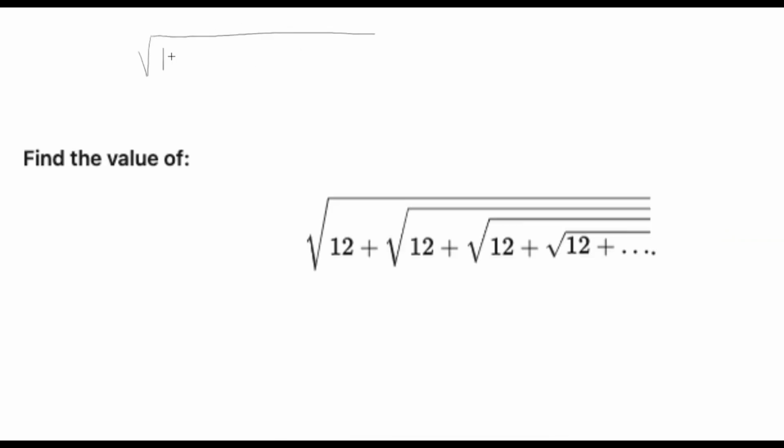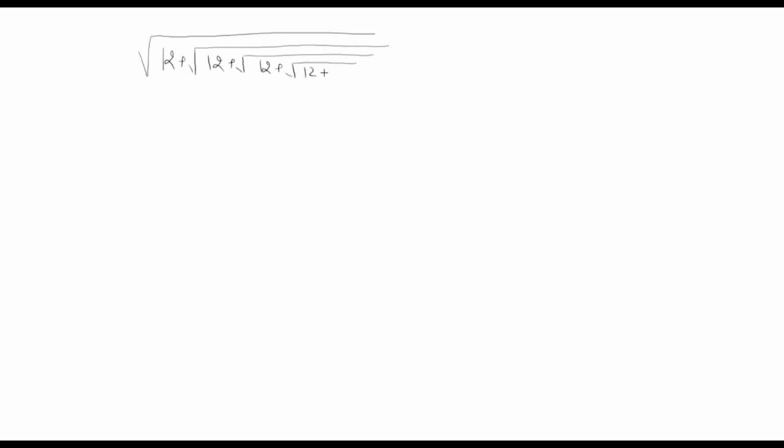So see, this is what it is. Plus square root of 12 plus square root of 12 plus square root of 12. And it is going on and on and on. Okay. So this is how it is going to infinity. Okay. So what we do is we just call this something like an x.